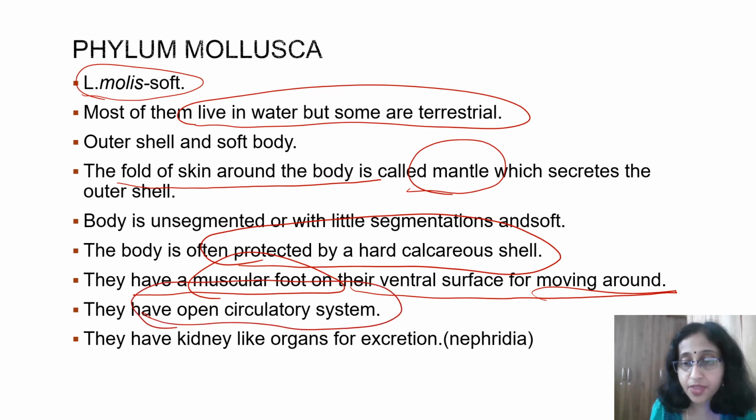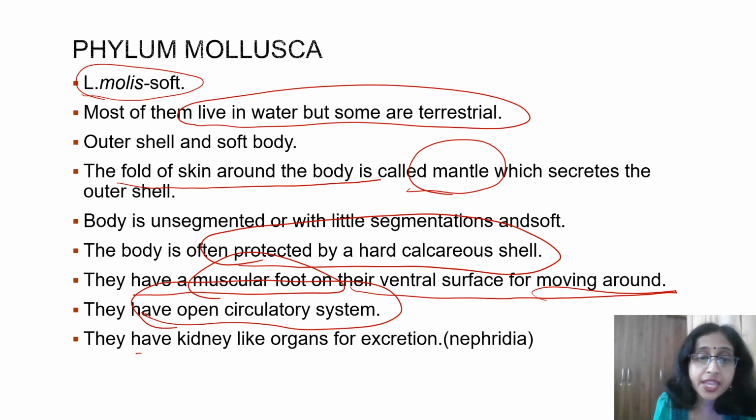They have an open circulatory system, as I've already told in the previous slide. That is, their blood is not carried through proper blood vessels. The blood is carried through some vessels and then left in the body cavity, and through that it moves to different organs and is absorbed there. So they do not have a proper blood vessel system; the circulatory system is not closed, it's open.